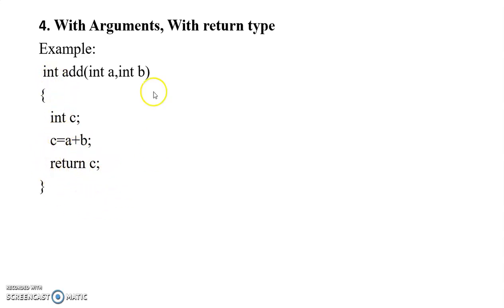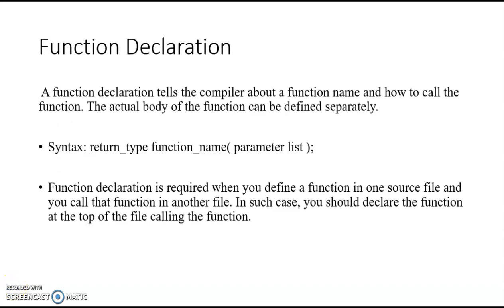Okay, so these are the examples of the function definition. You can use any category to define your function. There are no restrictions on the function definition. Fine. So you can use any of these four categories for your function definition. Now we'll move to the next part. We'll move to the next topic, that is function declaration.